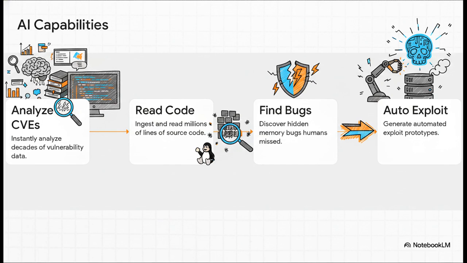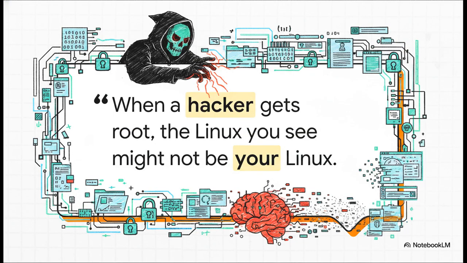We're not just guessing here. AI capabilities are accelerating right now. We are heading straight into a world where an AI model can just ingest decades of CVE data, scan through millions of lines of kernel source code in seconds, and find those deeply hidden memory bugs that humans just glossed over. And it gets worse. It's starting to be able to generate automated exploit prototypes. We're moving from a world of very manual, highly targeted attacks to an era of automated AI-driven vulnerability hunting on a massive scale.